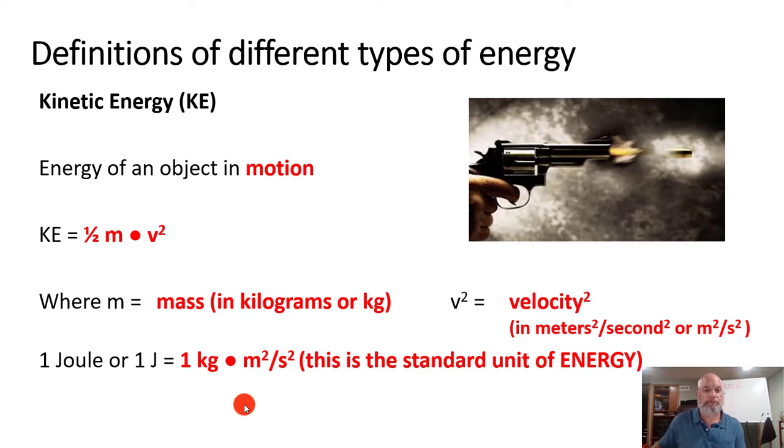Here's another one. For kinetic energy, here's the equation: 1/2 the mass times the square of the velocity for an object in motion. Mass is always in kilograms. We can write it as kg. And then velocity will always be in meters per second. And in this case, it's squared, so it'll be meters squared per second squared. You don't really have to worry about that, okay? And then it'll be a joule again.